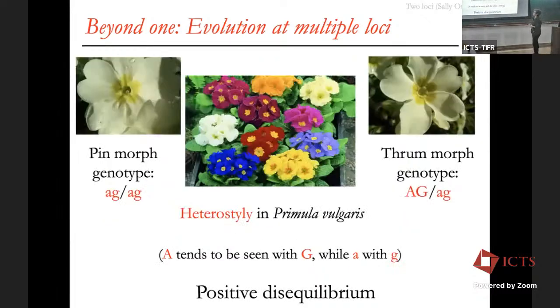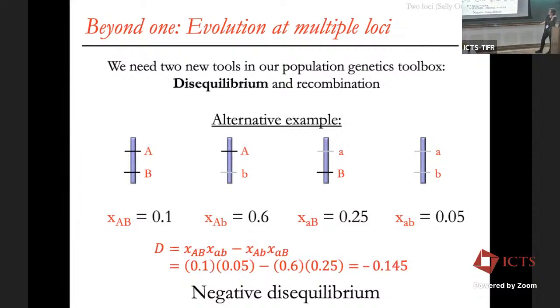And that's what we have with primula. We have very, very strong positive disequilibrium, where if you're carrying big A, you're almost certainly carrying big G. Of course, there's the opposite configuration, that these two chromosomes may be more common. In this example, we've got a negative disequilibrium. And so if you're carrying big A and you look down the chromosome at the other locus, you're more likely to be carrying little b.